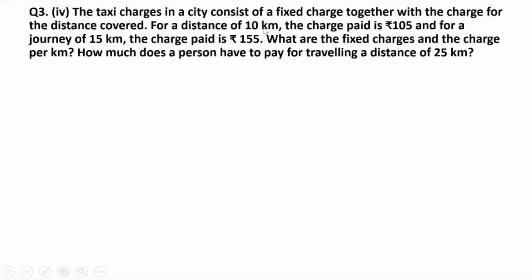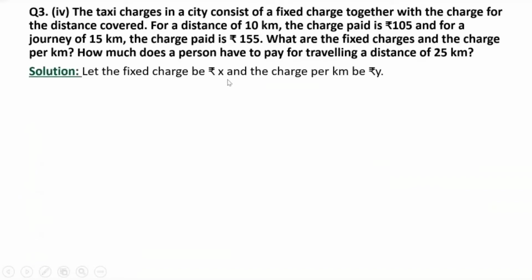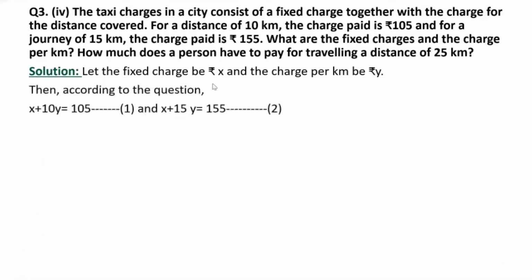For a distance of 10 kilometers, the fixed charges are fixed. That means x will always be fixed. But to that, we will add the charges of 10 kilometers at the rate of rupees y per kilometer. So I will get the charges for 10 kilometers will be x plus 10y is equal to 105.